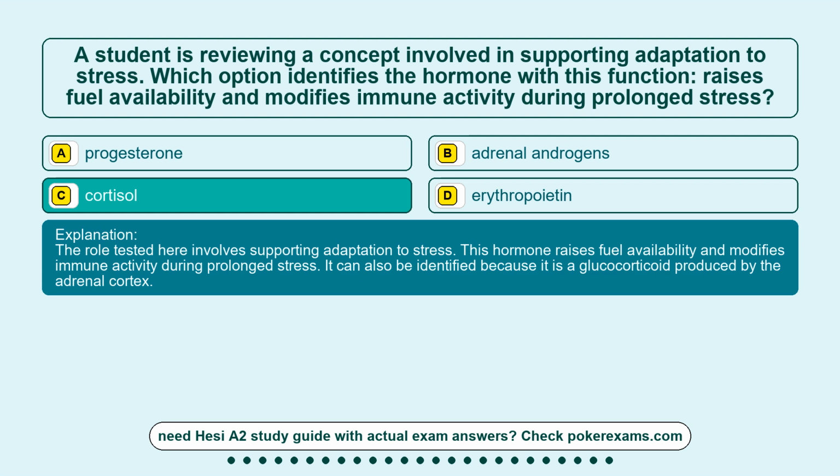The role tested here involves supporting adaptation to stress. This hormone raises fuel availability and modifies immune activity during prolonged stress. It can also be identified because it is a glucocorticoid produced by the adrenal cortex.